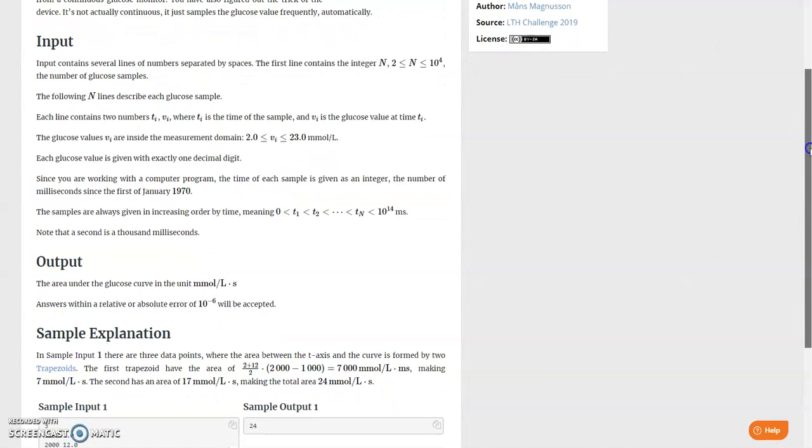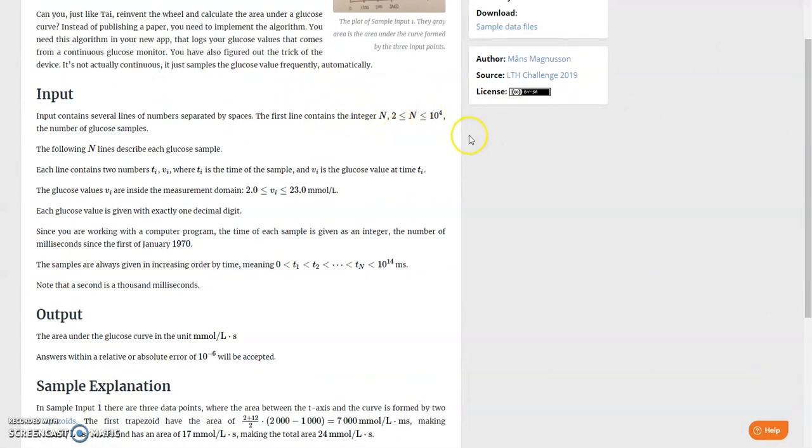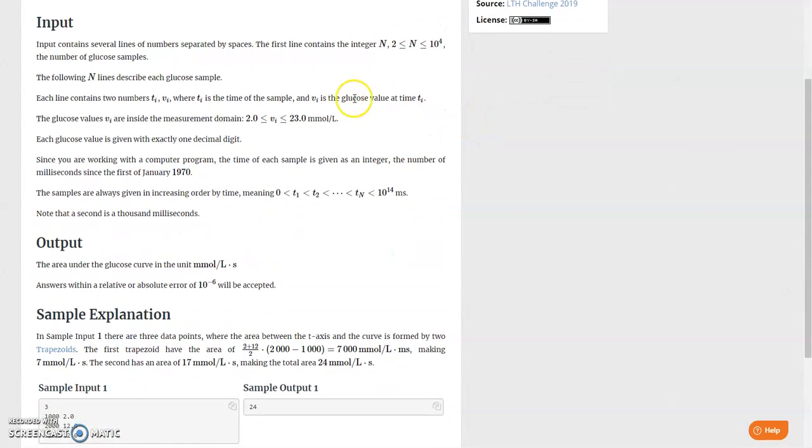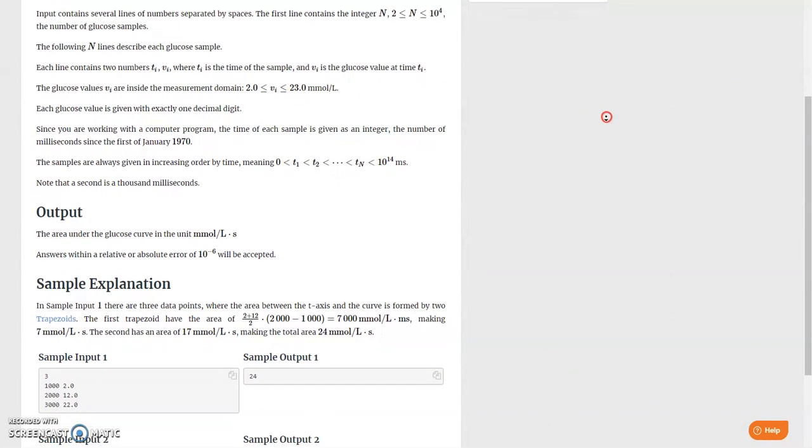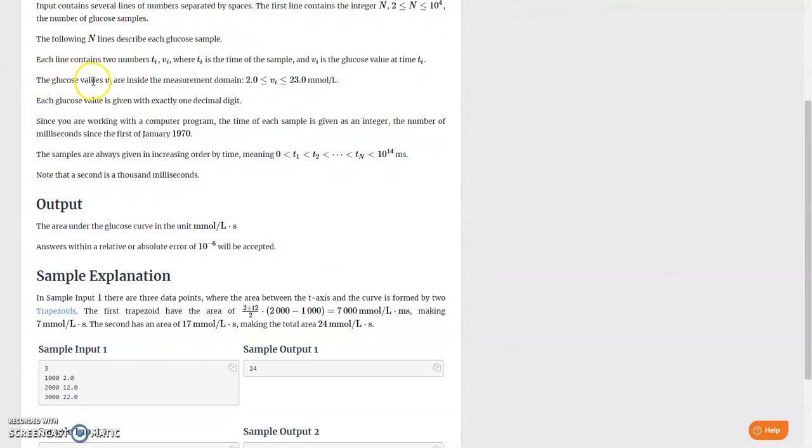Input contains several lines of numbers separated by spaces. The first line contains the integer n, where n is between 2 and 10,000. Following n lines describe samples. Each line contains two numbers, t and v, where t is the time and v is the glucose. The glucose value v is within 2 to 23.